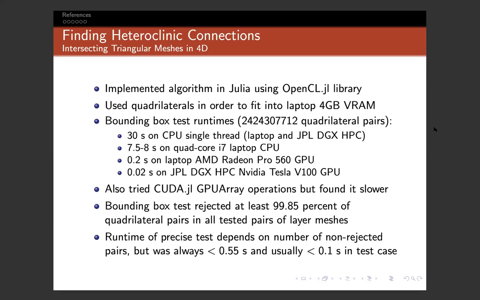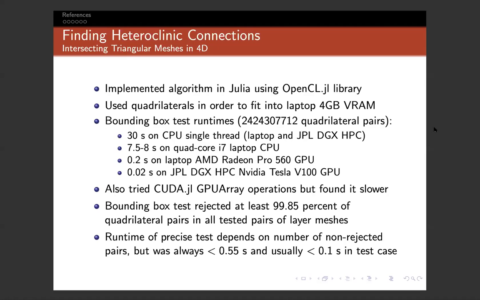And then if you use my laptop's GPU, which is about 3 years old, it's a good GPU, but it's not super fancy, it took 0.2 seconds. So that's like a 40 times improvement there. And then on the JPL supercomputer GPU, it took 0.02 seconds. So a massive speed up of this bounding box test.